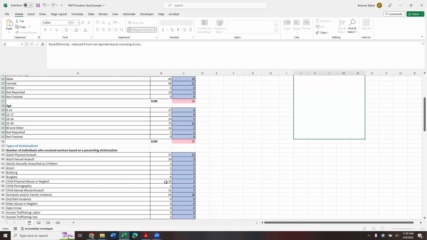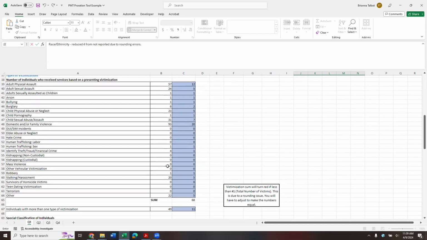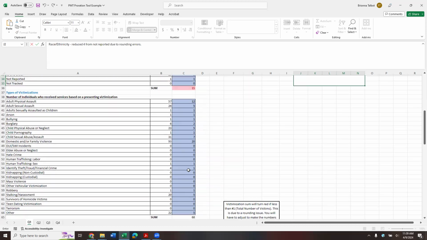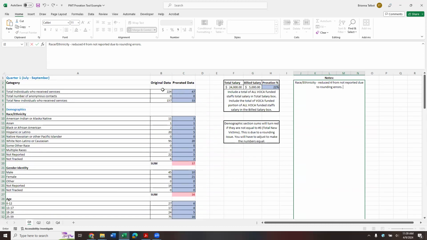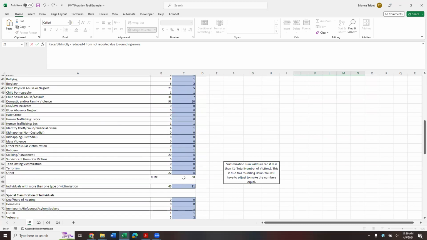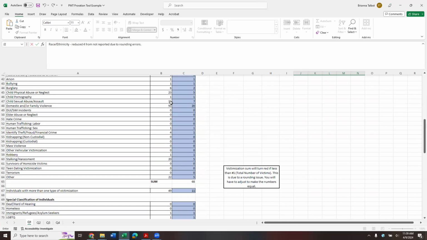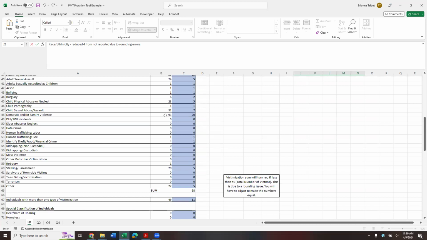the types of victimizations. Now, the types of victimizations is a little bit different. We're not going to get any red boxes down here because your types of victimizations can be higher than your total number of individuals who receive services. So we're looking at this 47. We need this number to be higher down here. So the only time you would get a red box is if that was less. And odds are that if this number is less than your total number of victims served, you maybe missed something and you need to look back at your data and double check that all of your information's in there.